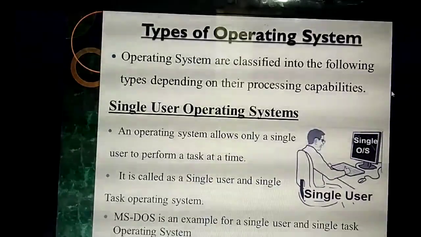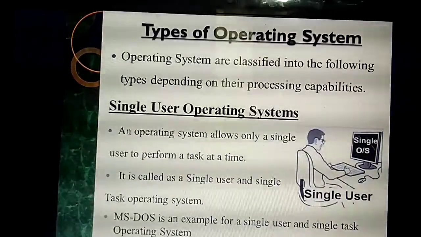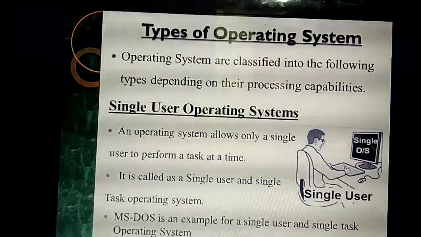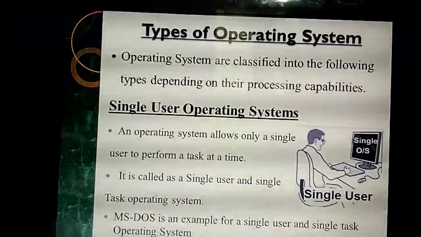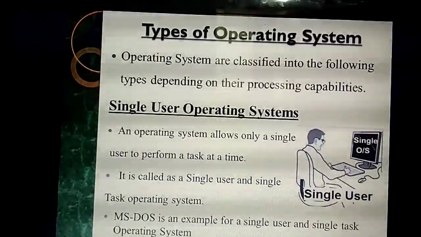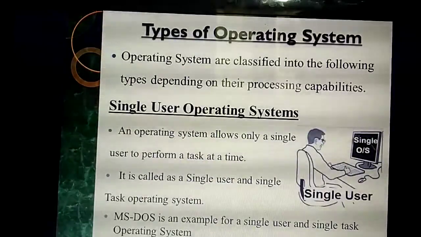For example, the same example I already said: I am going to type a word file. How many applications am I going to open? Only one application, Word. Then I am going to take a printout. At a time, I am typing and taking a printout with one device called a printer. That's also one example you can take for a single user operating system. Understand? This is an important question: what is a single user operating system?